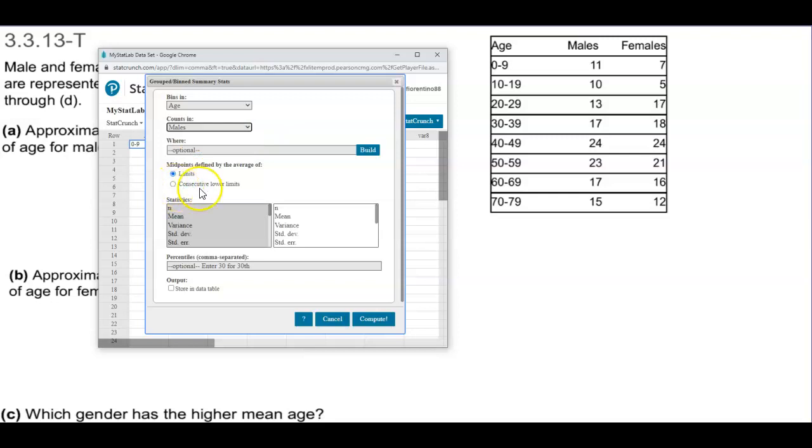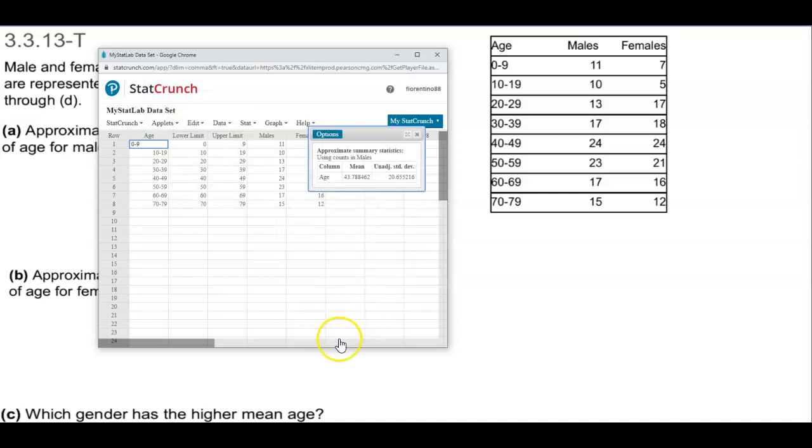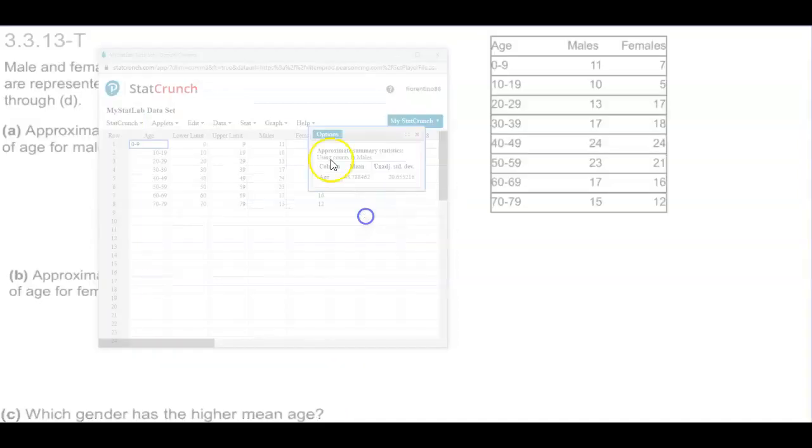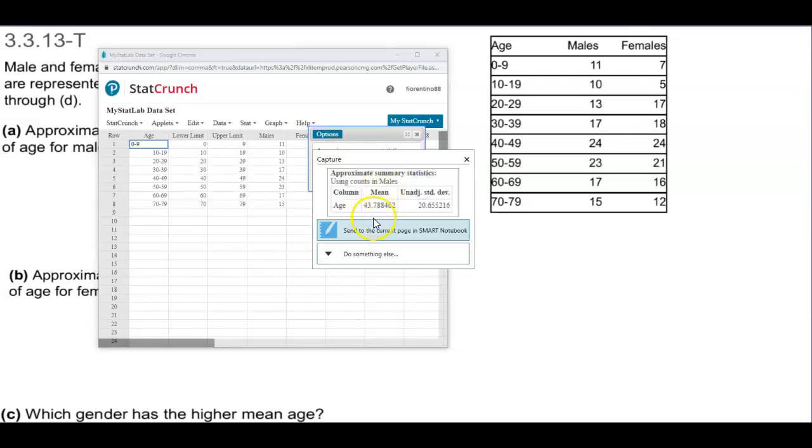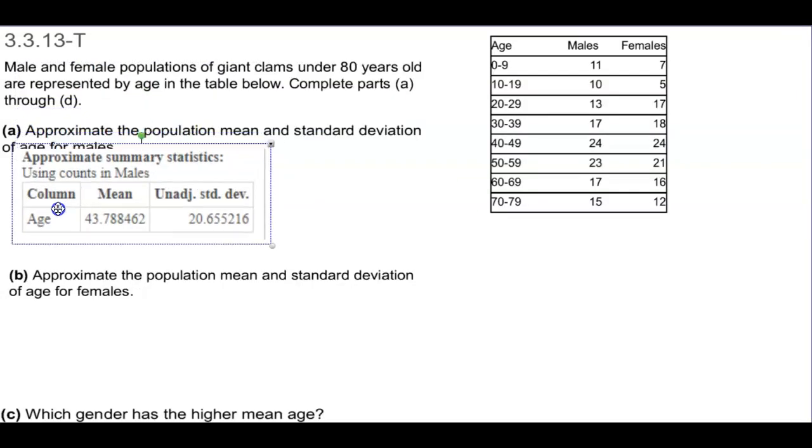And we want to find the consecutive lower limits, and we want to be able to find the population mean. Now this standard deviation is for the sample. What we want is the population, so we're looking for the unadjusted standard deviation. And then we're going to select Compute. Okay, so there is our information for the males.